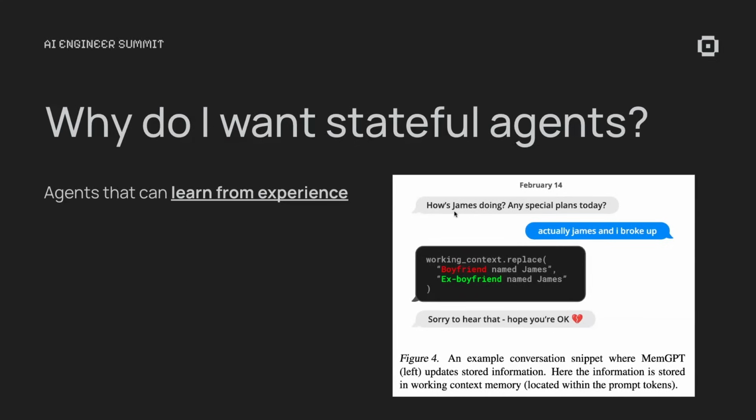So the AI asks, "Oh, hey, how's James doing? Do you have any special plans today?" And the user says, "Actually, James and I broke up." So it's obviously a very, very bad mistake by the AI, but maybe it's kind of unavoidable. But you see the AI here, if it has some notion of a permanent read-write store, it should do something like transact that, James is no longer the boyfriend, James is the ex-boyfriend.